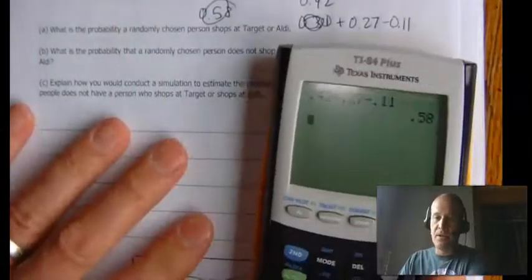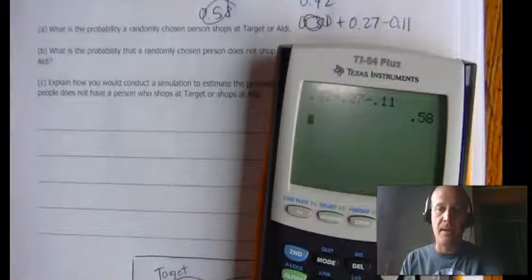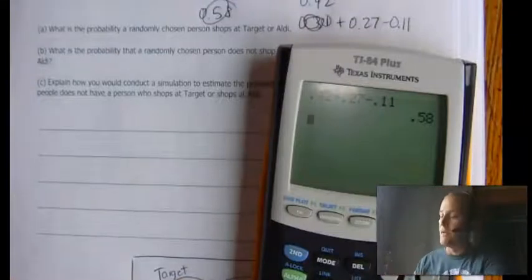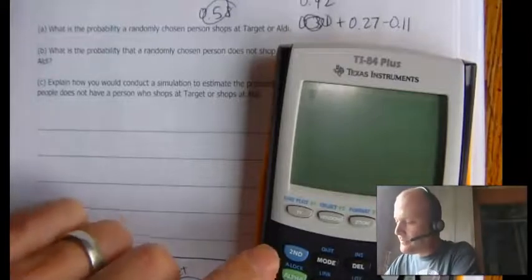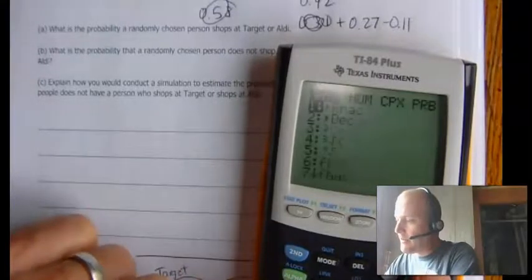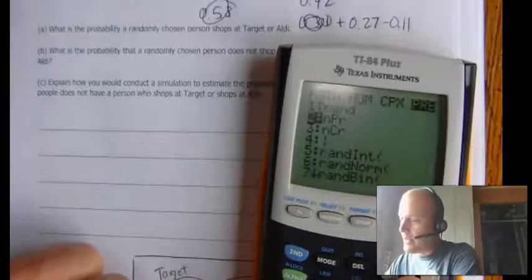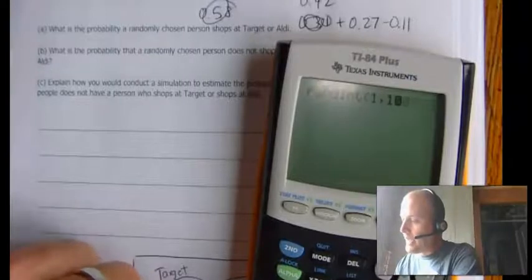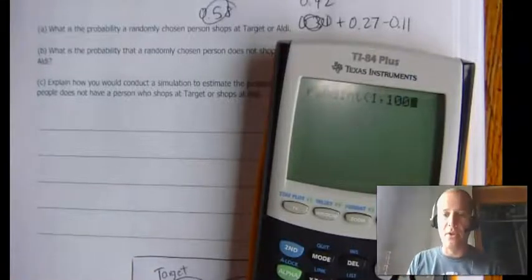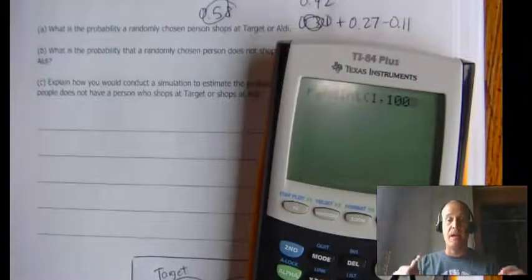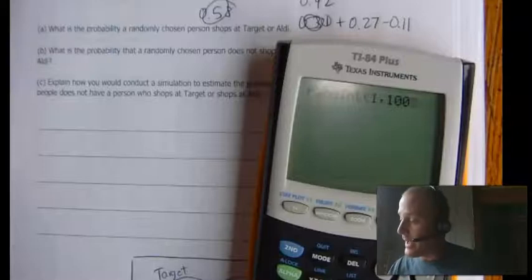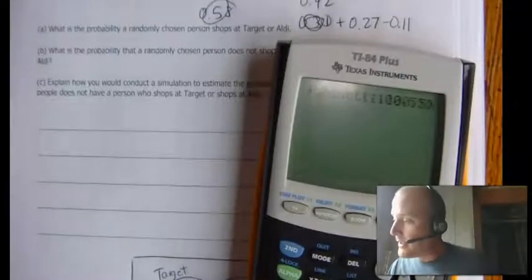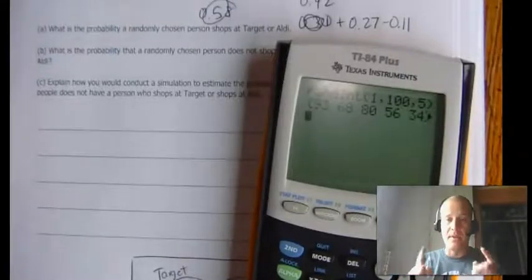With the simulation, we want to use a random digit table, or preferably I would choose a graphing calculator random number generator. So if I go to math, probability, and then a random integer, 1 through 100, I would designate 1 through 42 to represent that I am not a shopper at either store. And since we have 5 people, I'm going to get 5 random numbers. So this is a simulation.